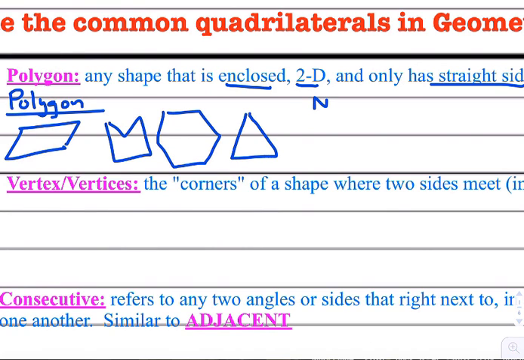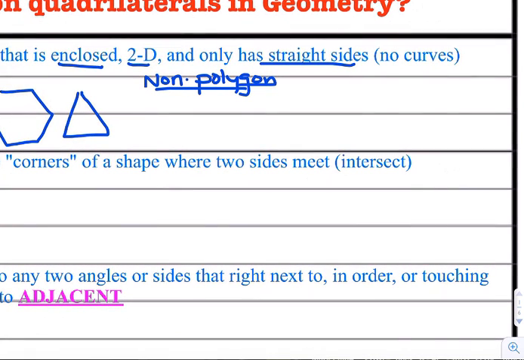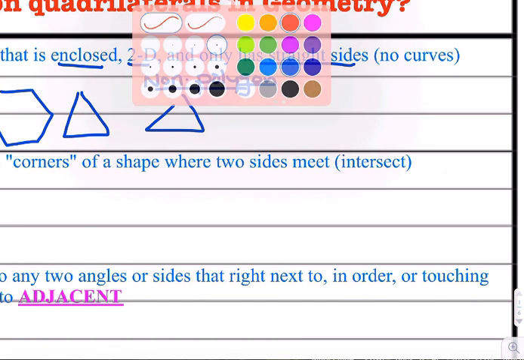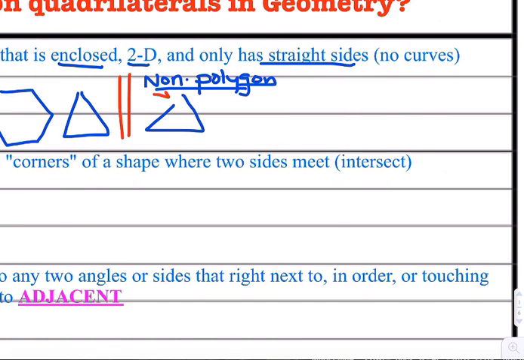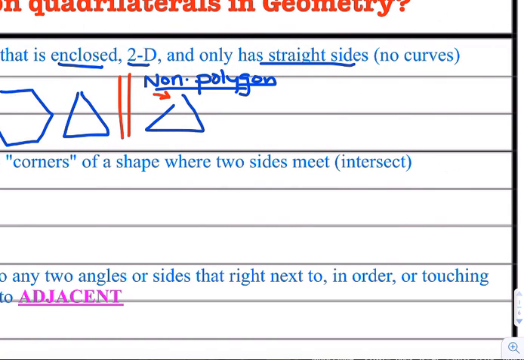If you want to talk about non-polygons, what we're basically saying is that it doesn't have one of these qualities. It doesn't have to violate all three parts of the rule, but at least one. Something like this would not be a polygon because it is not enclosed. It has an opening right here. If we want to evaluate the 2D part, we can create something like a cube. A cube is enclosed. A cube has only straight sides, but a cube is not two-dimensional. Because it's not two-dimensional, it's not a polygon.